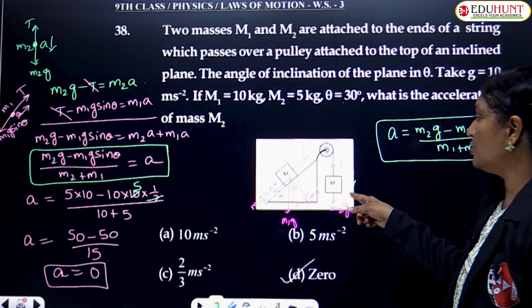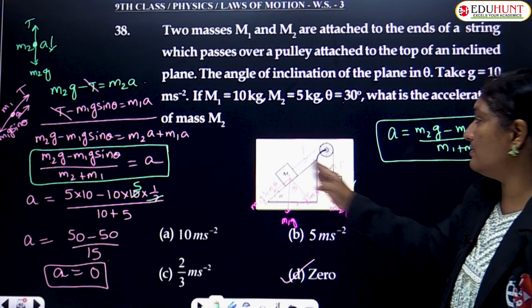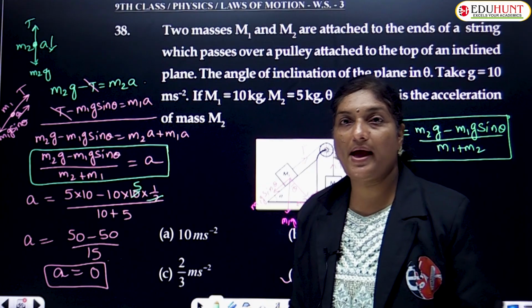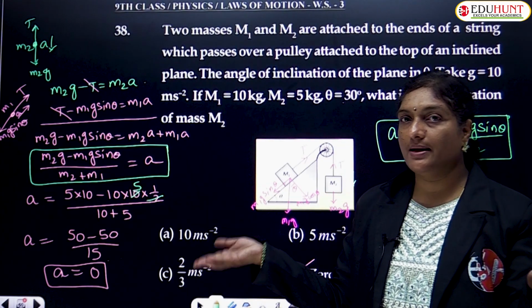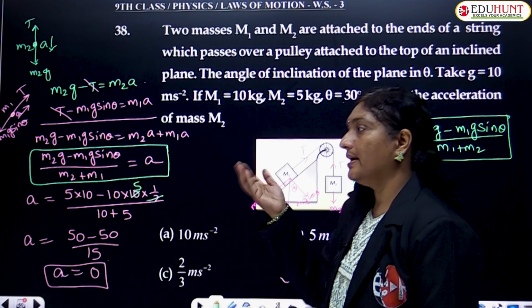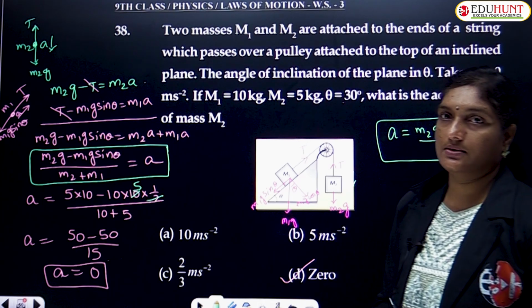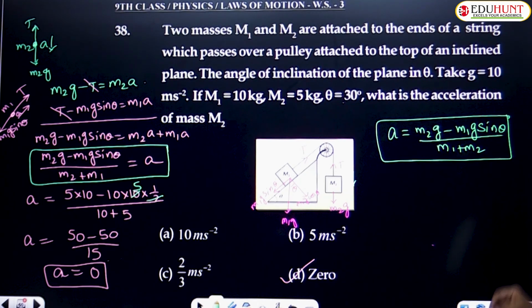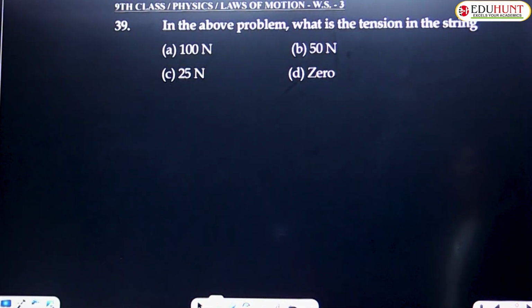I assumed that this might be accelerating downwards and this might be accelerating upwards. But we found that there is no acceleration of the system. The system remains as it is, neither upwards nor downwards. So the acceleration of the system is 0. But the formula for acceleration of the system is m2g minus m1g sine theta upon m1 plus m2. Well, let us move to the next numerical, that is the 39th question.